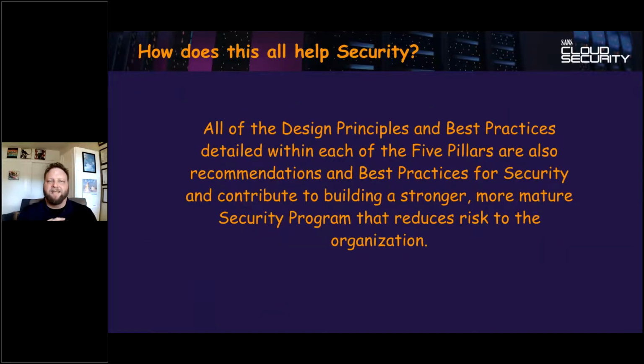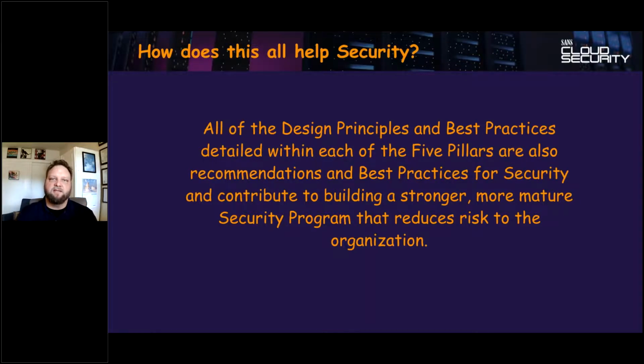So you might be thinking, how does all of this help security? Okay, we've got operational excellence and security and performance efficiency and cost optimization and reliability. Why do I say that a well-architected environment is more secure and operationally excellent? I say this because all of the design principles and best practices detailed within each of the 5 pillars are also best practices for security and contribute to building a stronger, more mature security program that reduces risk to the organization. Remember, our ultimate goal from a security perspective, our mission, is to reduce risk to our organizations.